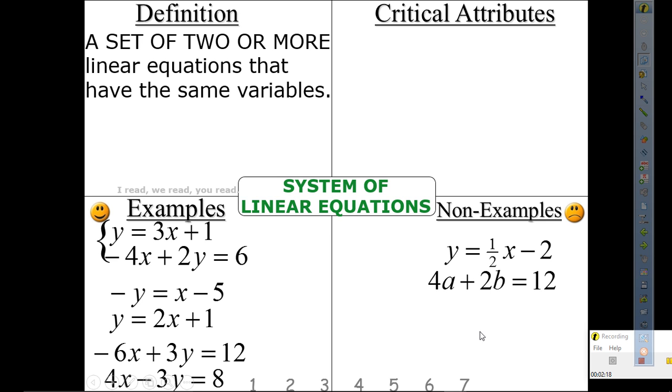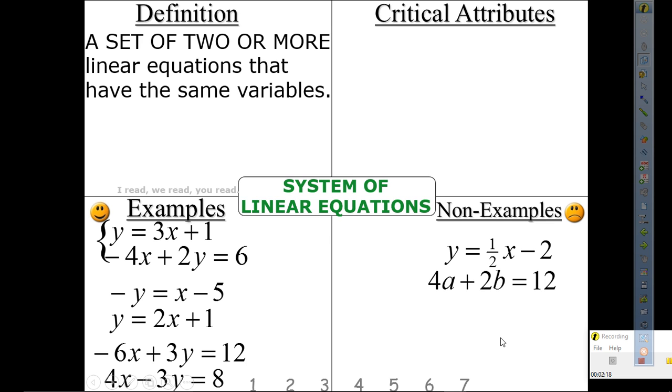All right, how about this one? No, I'm saying both equations need to have the same variables. This one has x and y, and x and y, right? Look at this one. This one is x, y, and a, b. Are we there? Okay.